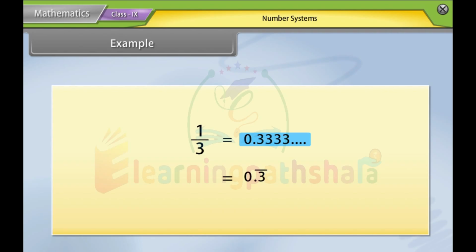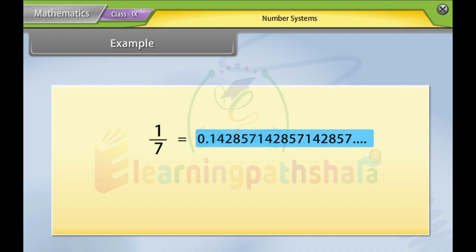Let's take another example. Decimal expansion of 1 by 7 is 0.142857, 142857, and so on. Here 142857 is repeating. So we can write it as 0.142857 bar.